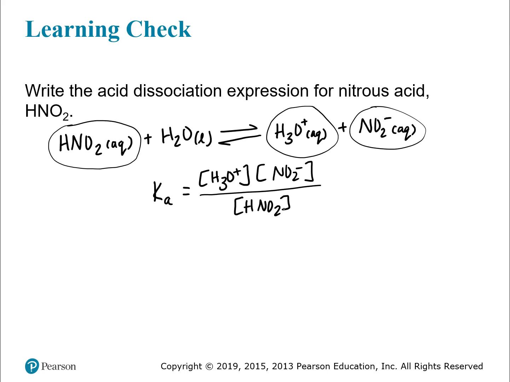Now to take it a step further, let's say that we need to estimate whether or not this Ka is going to be big or small. Since it's an equilibrium and there's only partial dissociation, we can guess that the Ka will be small for a weak acid. So make sure all of those things connect in your mind. Small Ka, weak acid, partially dissociates.